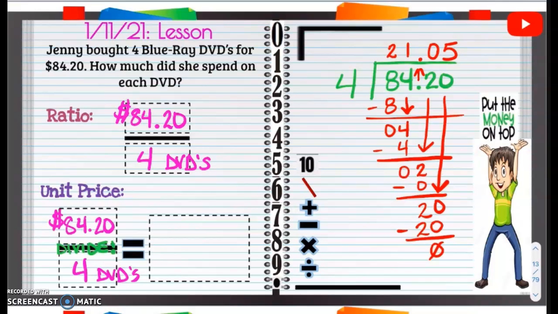No remainders. So our answer is $21.05 for 1 DVD, or you can put per DVD for 1 DVD. And that's going to be it for our lesson. Great job.